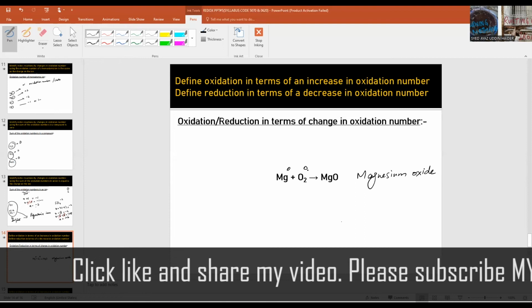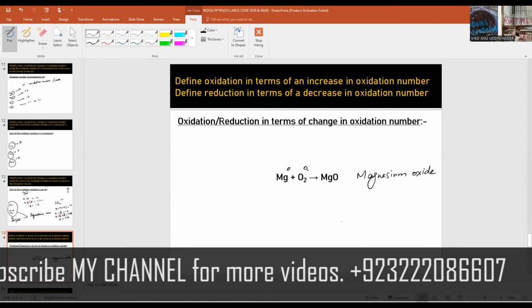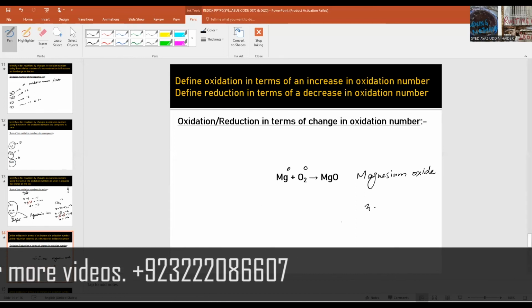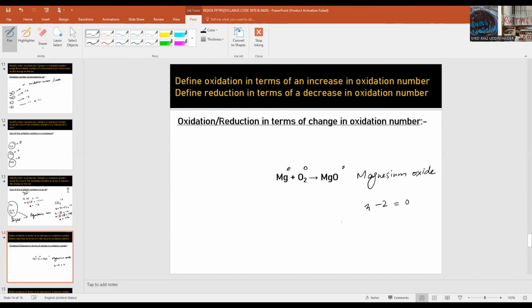The valency of oxygen will be the charge or oxidation number here. So you write here X - 2 is equal to 0 because overall it's 0. So X - 2 plus 2 is equal to 0 plus 2. So what you will get? You will get X = +2. So +2 is the charge on magnesium and -2 is the charge on oxygen.